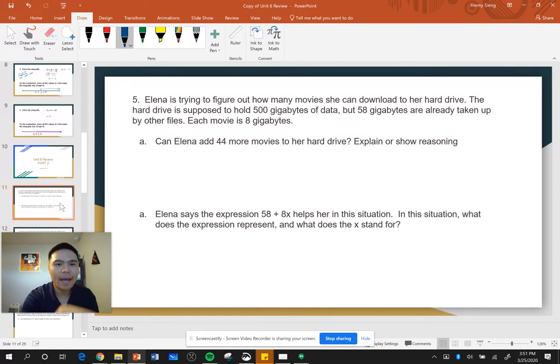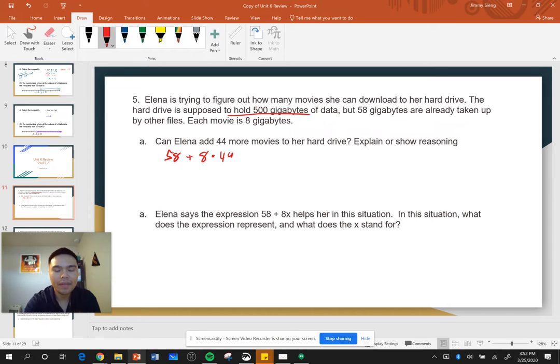Okay, so two things to look at. We got to look at how much we have total. Looks like we have a total of 500 gigabytes, but we already have 58 in there, and it's 8 gigabytes per movie, okay? So we got to ask the question of, can Elena add 44 more movies to her hard drive? So I know that her max is 500. We have 58 already. And I know that for each movie, it's 8 gigabytes. So it's going to be plus 8 times each movie, right?